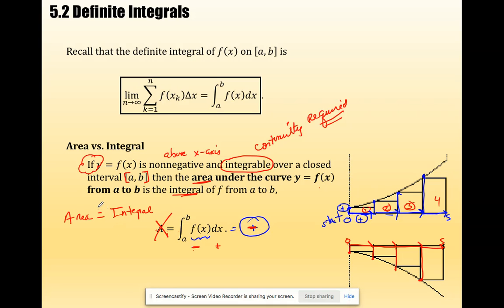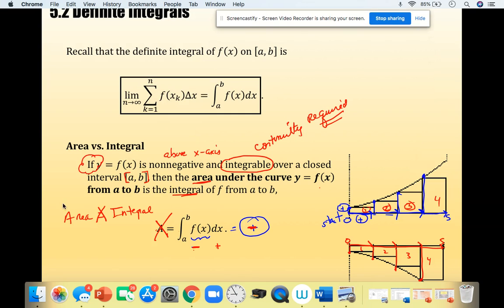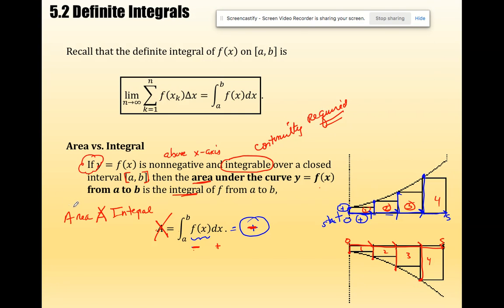The area is no longer equal to the integral, right? Area is not negative. Now I still have 1, 2, 3, 4 rectangles. That integral is negative. But what if I don't want the integral? What if I want true area? Gee, wonder what I could do, you hear me drumming my fingers? What could I do?